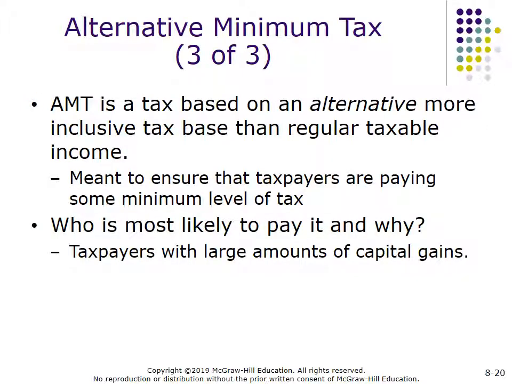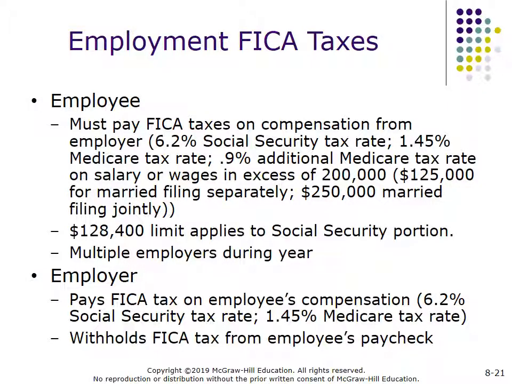So again, the AMT is a tax base in an alternative, more inclusive tax base than what regular taxable income is. It's meant to ensure that taxpayers are paying some minimum level of tax, and it's usually going to affect people with large amounts of capital gains. Now, before we go on to employment FICA taxes, let's take a look on page 8-12. Example 8-7.